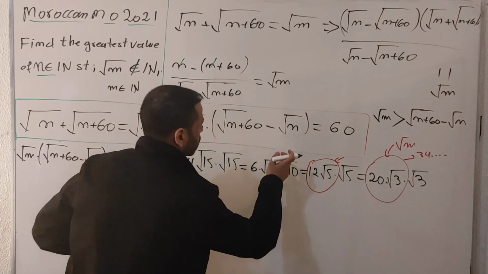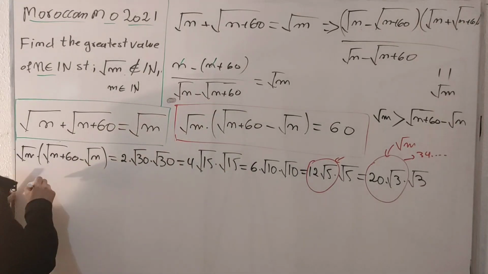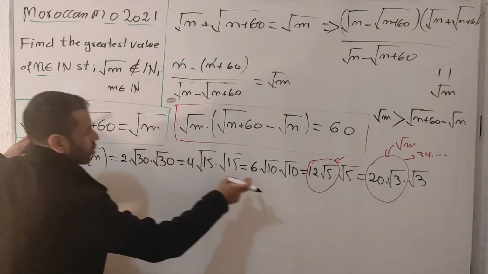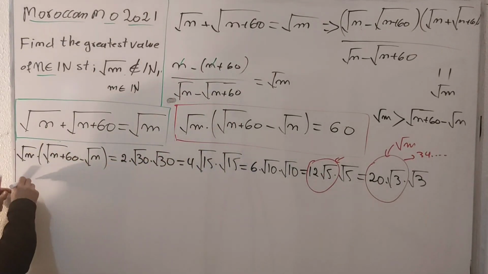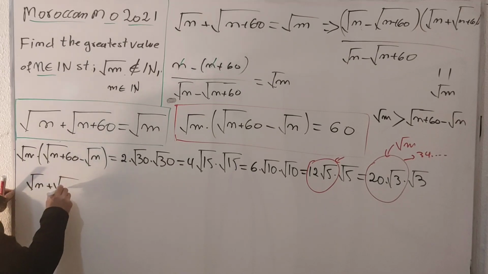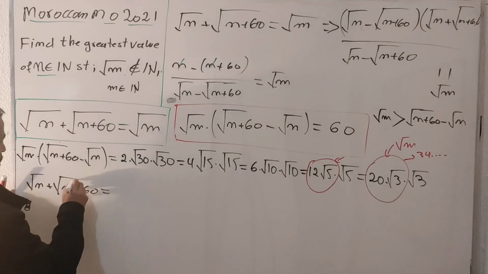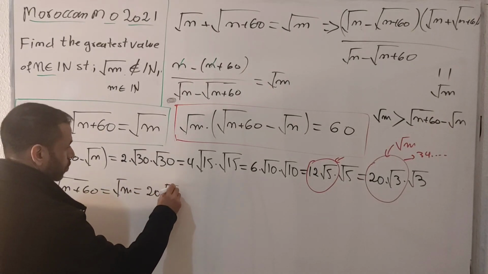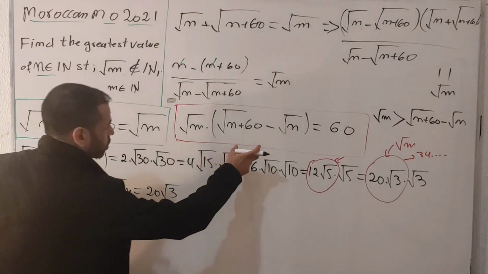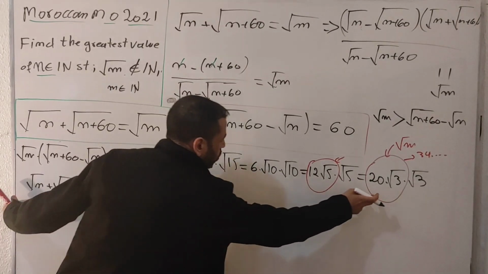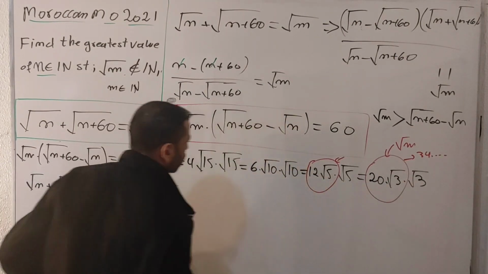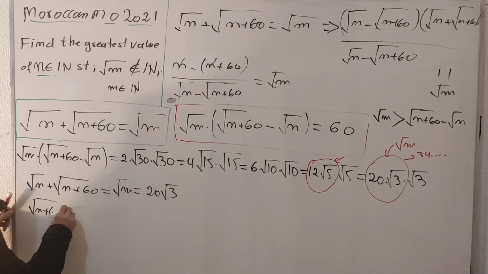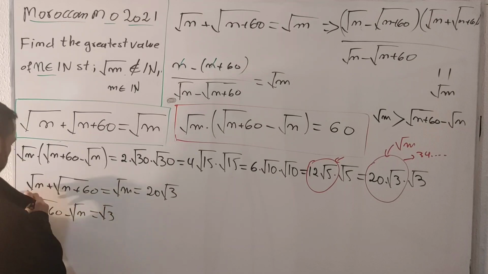I'm going to take this one as square root of m. So I will have square root of m. I'm going to write this one by taking square root of m as this value. So we'll have square root of n plus square root of m, square root of n plus 60 equals square root of m, which equals 20 square root of 3. Then I'm going to use this fact. If this square root of m is taking this one, that means this term is taking this one. So square root of n plus 60 minus square root of n equals square root of 3.